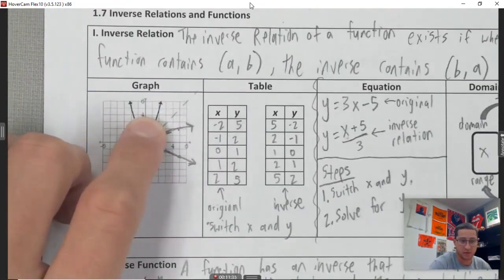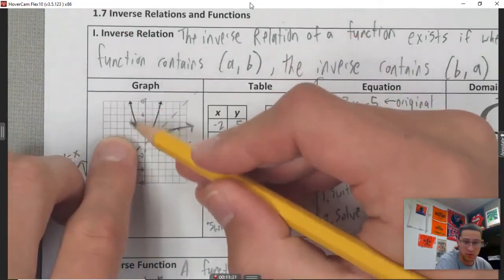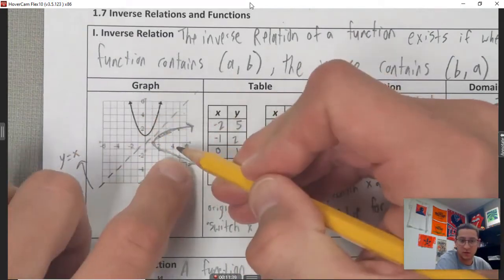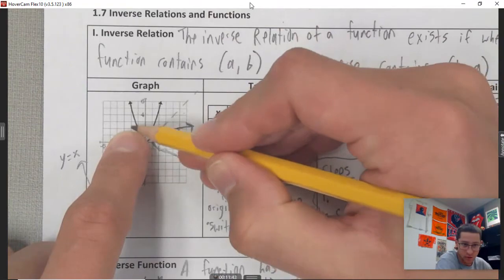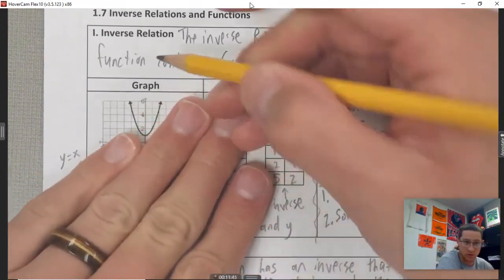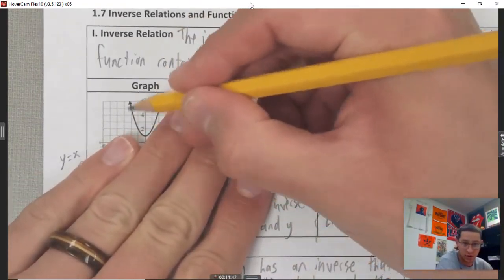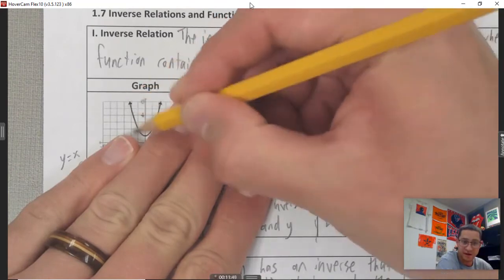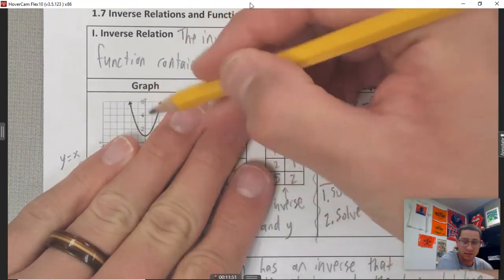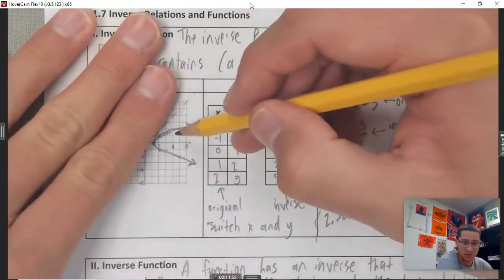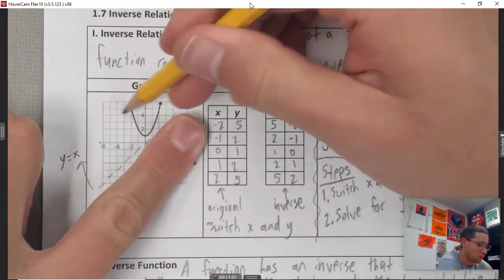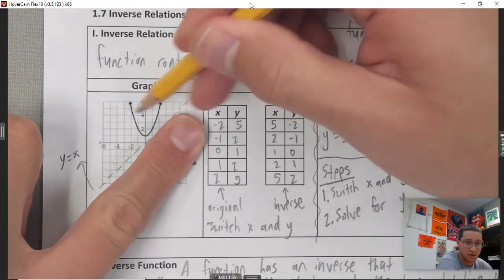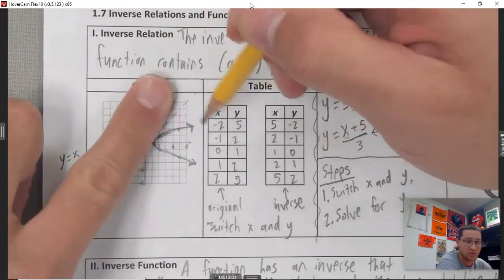So let's look at this example up here. This is a good example of this. This is my original. This is the inverse. In order to tell if the inverse will be a function, we've got to see if this passes the horizontal line test, because the inverse of it won't. Whether or not this passes the horizontal line test will actually tell us if our inverse is going to be a function.